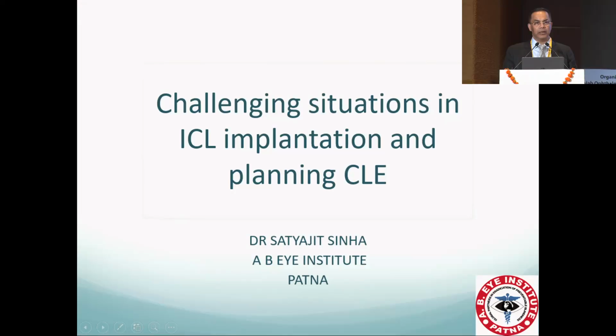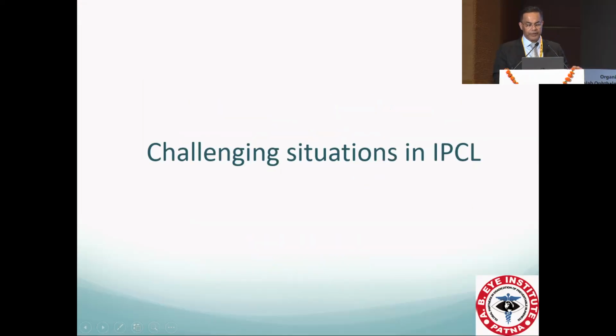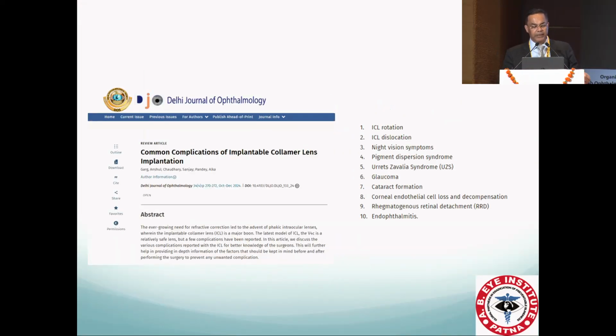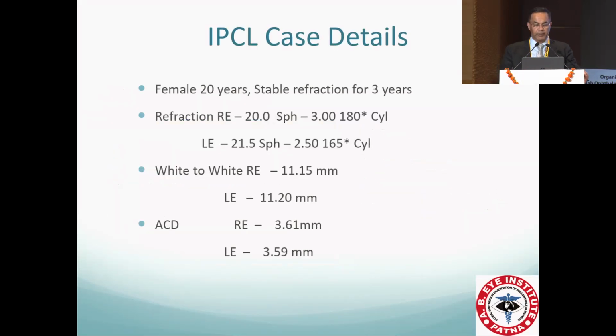Introduction. Today I'll be talking about challenging situations in ICL implantation and, as a separate second part, planning clear lens extraction. So first, going to the IPCL, there are many complications, which are also listed here, like ICL rotation, ICL dislocation, night vision symptoms, pigment dispersion. So many things can happen, especially we are more worried about cataract formation leading to RD and endophthalmitis.